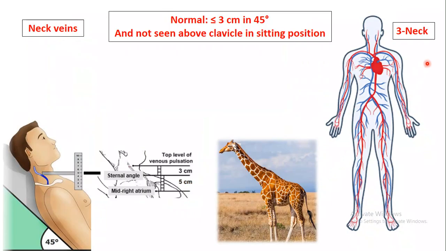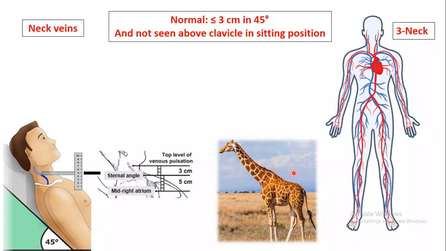Then moving to the neck, a nice piece of information is that the giraffe has a valve in their internal jugular vein to prevent the drop of this large column of blood while the giraffe gets their head downward while eating. So we can't measure the jugular venous pressure in a giraffe.